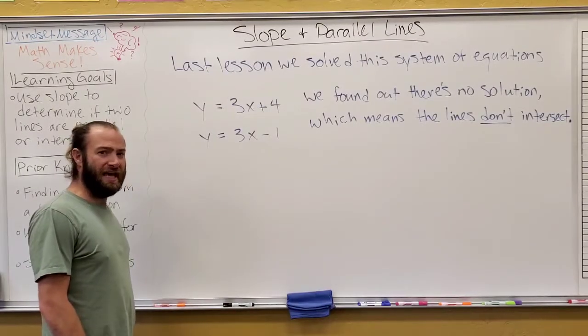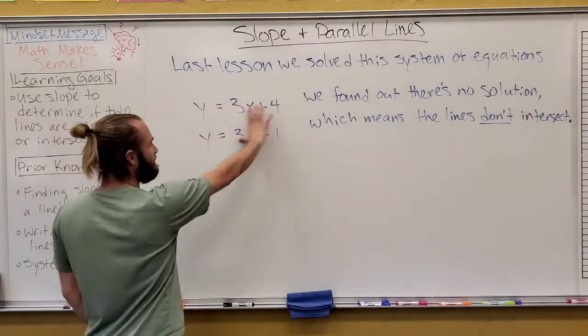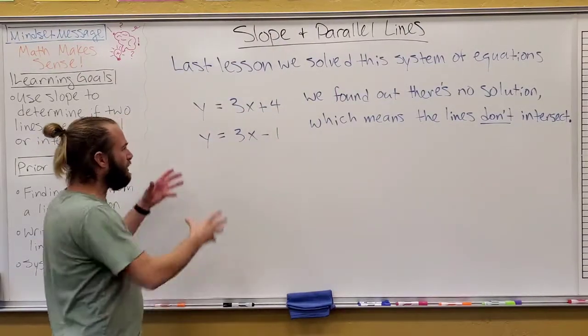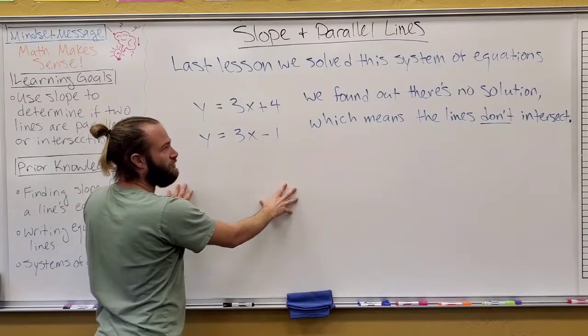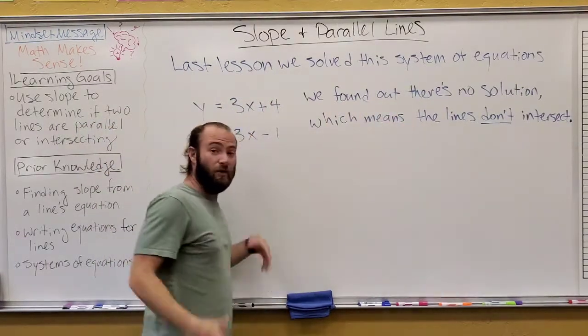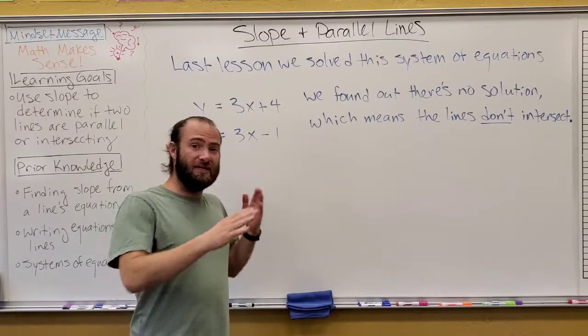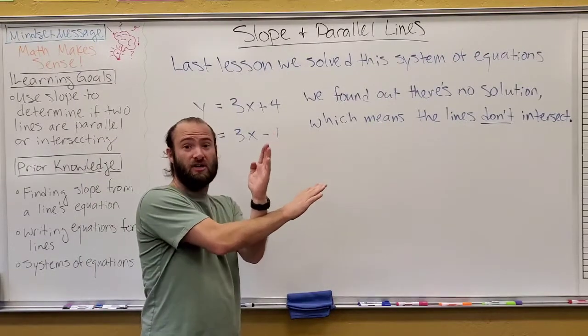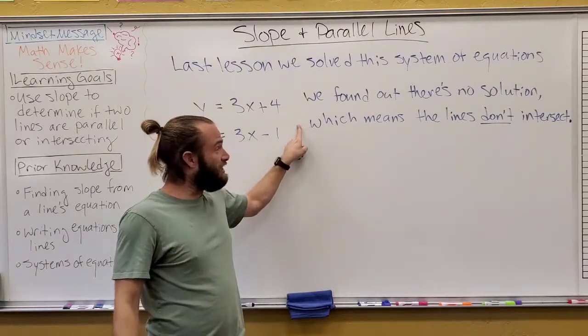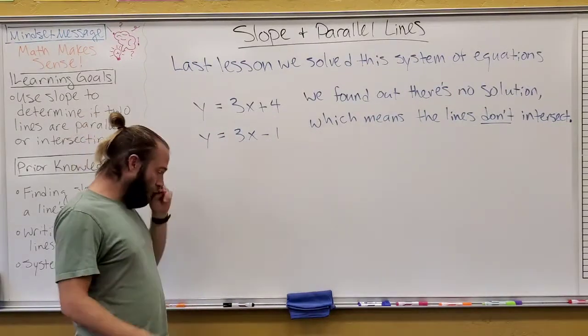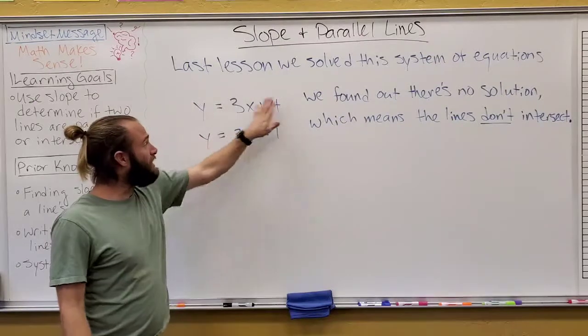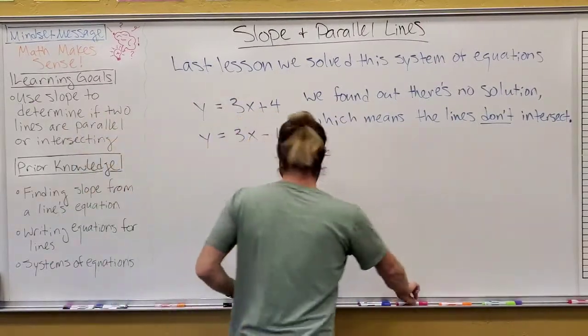So let's revisit the end of last lesson. We were given this system of equations, and when we tried to use substitution, we made these equal and we solved it, we found out there's no solution. Now remember, when we say there's a solution, it means that's the location where the lines cross each other. So this means the lines don't cross each other. They do not intersect.